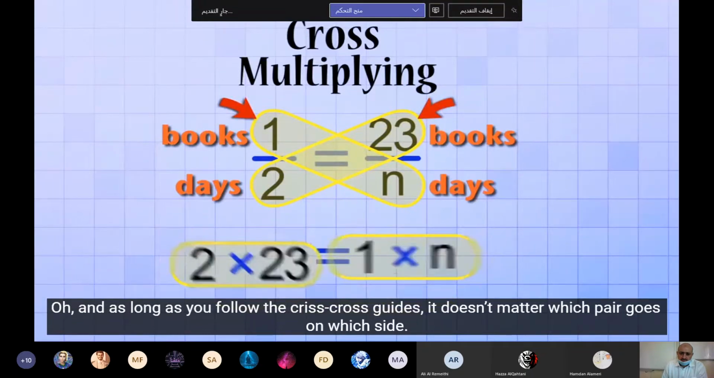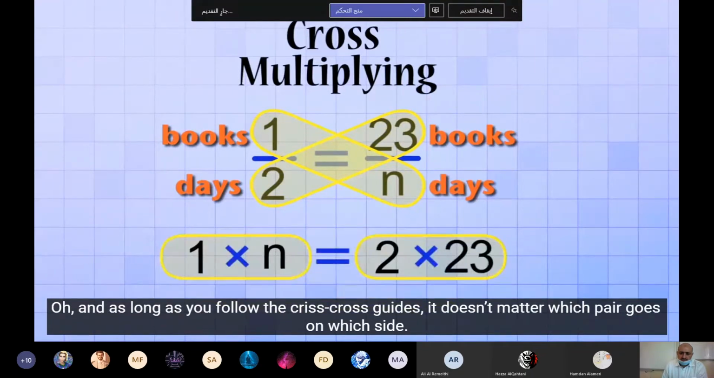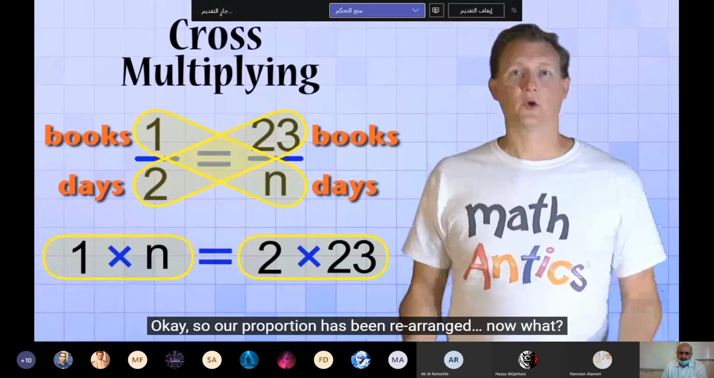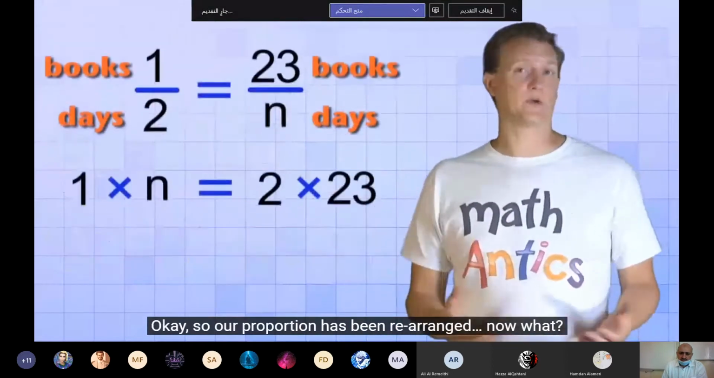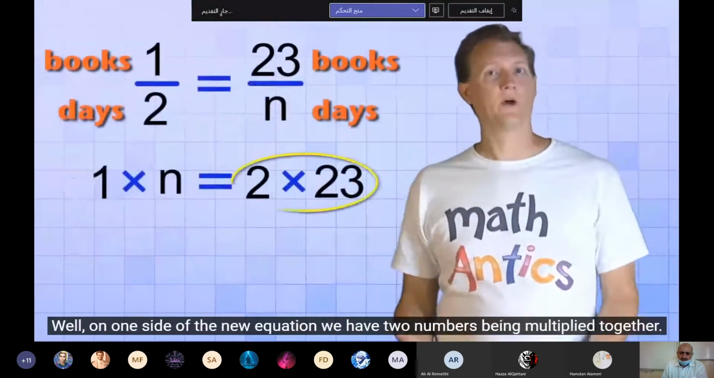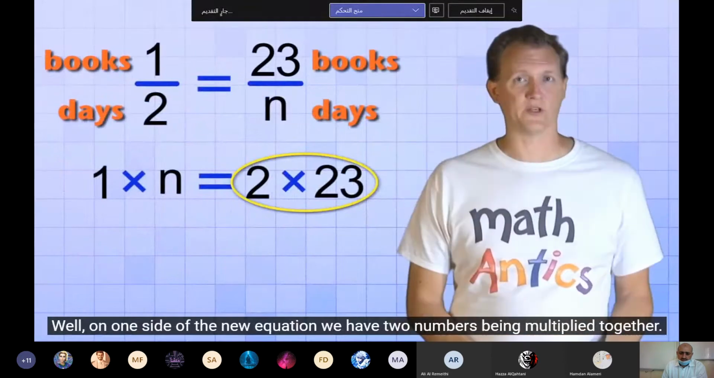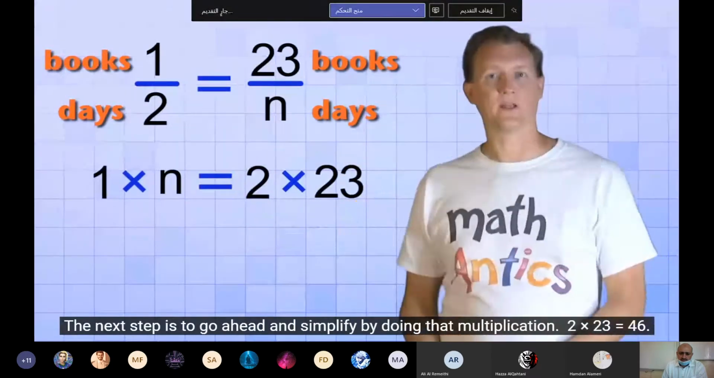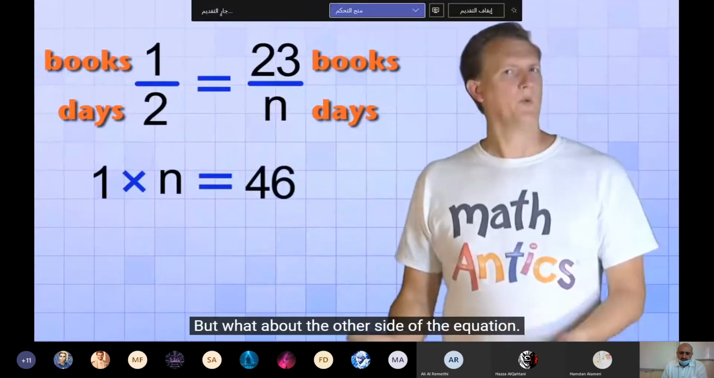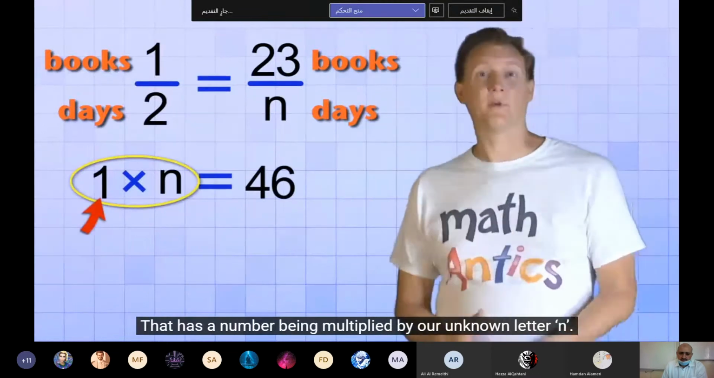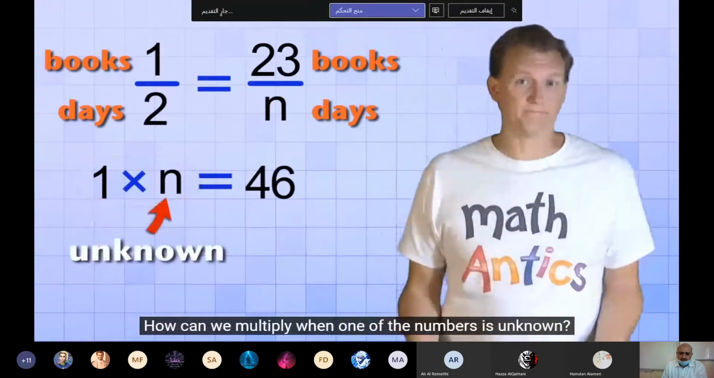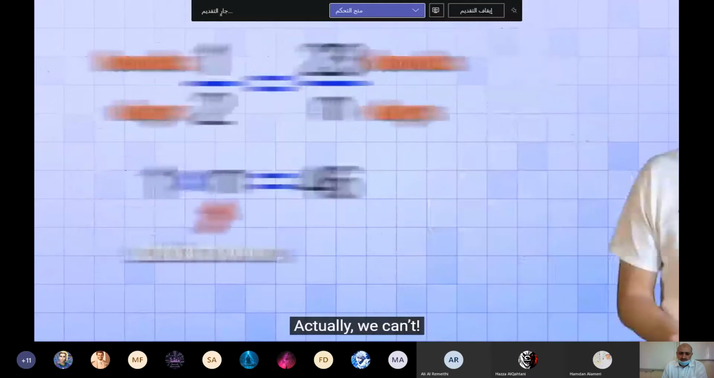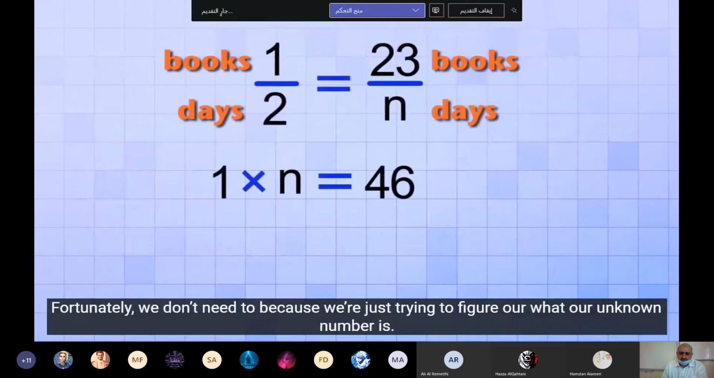Okay, so our proportion has been rearranged. Now what? Well, on one side of the new equation, we have 2 numbers being multiplied together. The next step is to go ahead and simplify by doing that multiplication. 2 times 23 equals 46. But what about the other side of the equation? That has a number being multiplied by our unknown letter n. How can we multiply when one of the numbers is unknown? Actually, we can't. Fortunately, we don't need to, because we're just trying to figure out what our unknown number is.